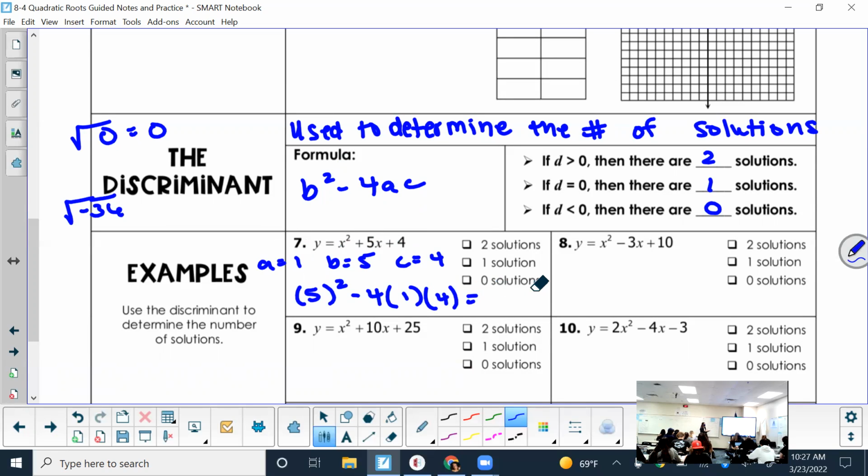Now, normally I'd have you try it out in the calculator, but for the sake of time, I'll tell you it equals a positive 9. So in that case, how many solutions do I have? 2, 1, or 0? 2 solutions. Because it's a positive number, right? Is 9 greater than 0? And there's 2 solutions.